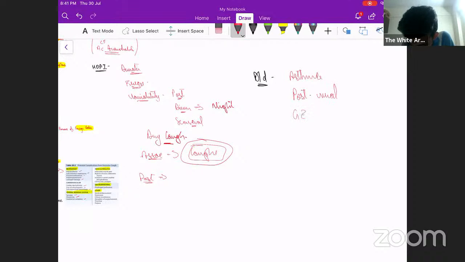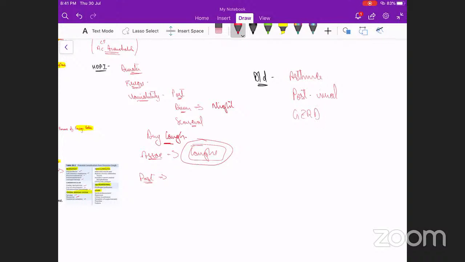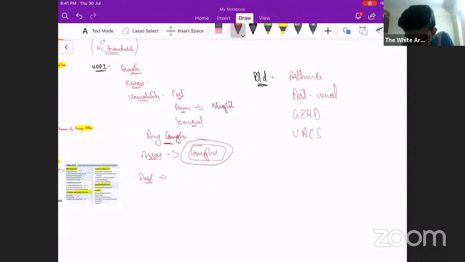Next, we'll have to consider GERD in mind. Okay, GERD. Anything else that comes? Any infection which is passive. Upper airway cough syndrome, that is post-nasal syndrome. Okay, chronic infection you're thinking of. Good, chronic infection. So these are the things which we can keep in a differential diagnosis. Correct, no, Pawan? Yes, sir.